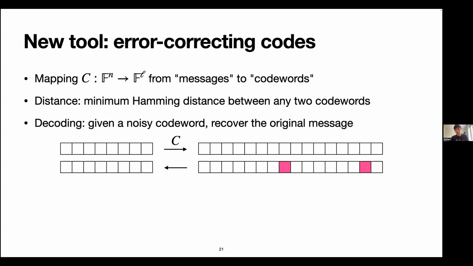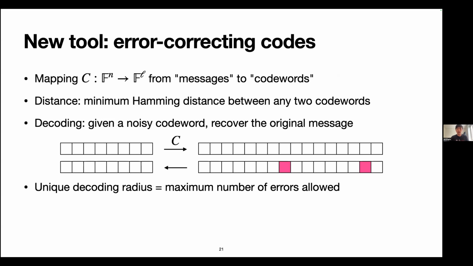Is there a way to go from this noisy code word back to the original message that we started out with? And an error correcting code is useful if you can do this, in particular for a large number of errors. So we say that the unique decoding radius is equal to the maximum number of errors allowed. Cool.